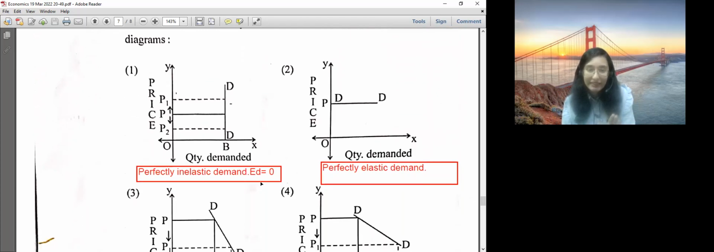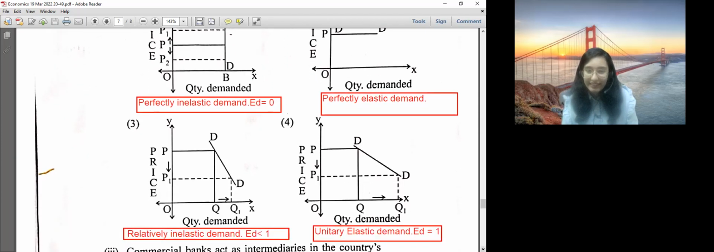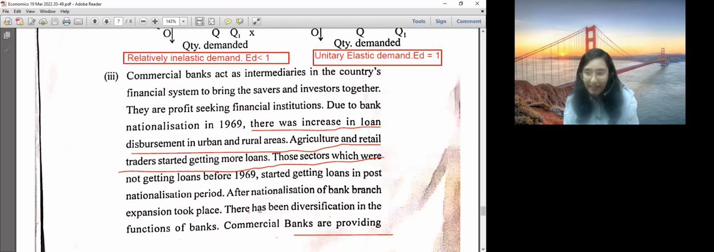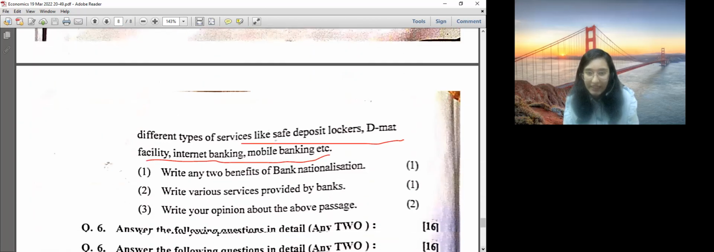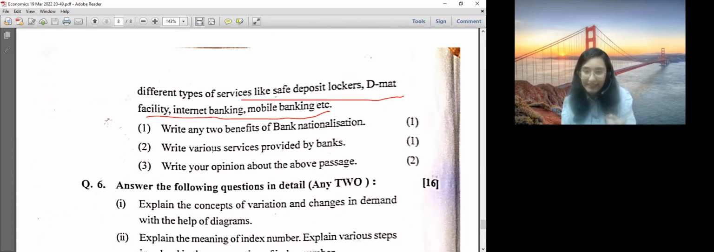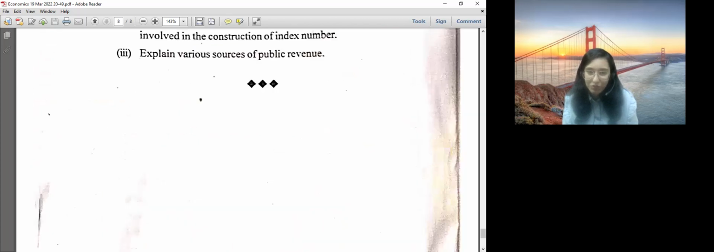Perfectly inelastic demand, which is ED equal to 0. Perfectly elastic demand. I couldn't write infinite there. I couldn't draw that. Then relatively inelastic and unitary elastic demand, because these two are equal, students. Here I have marked the answers. This is the answer of the first question, this is the answer of the second question. Okay, so the 2 benefits are marked above. Services, among these all are services. And opinion, you have to write your own opinion here, students.